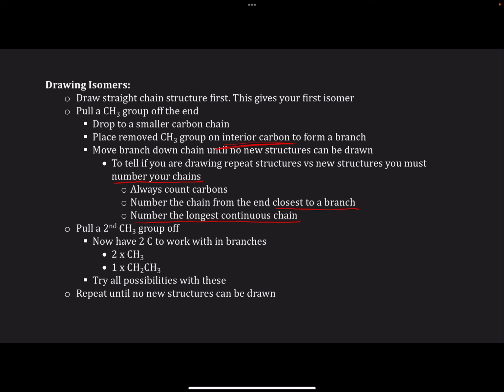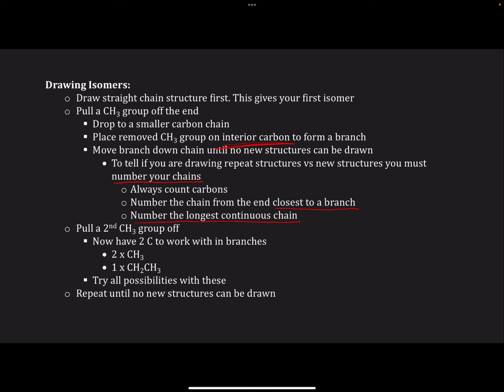Once we've moved that branch around, drawing as many structures as we can, the next thing we do is pull off a second CH3 group off the end. That now gives us 2 carbons to work with in branches. We have a couple of varieties we could do here. One branch could just be a CH3 group, or we could have 2 CH3 branches. The other option is our branch itself could have multiple carbons. So we could have a CH2CH3 branch.